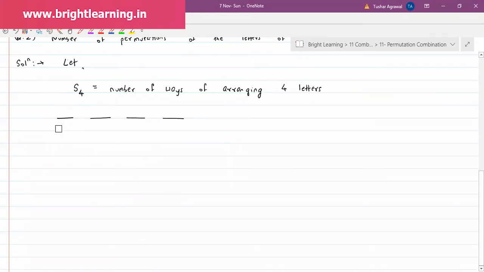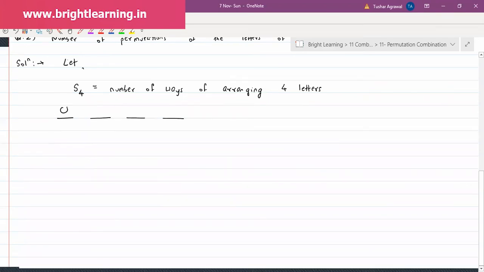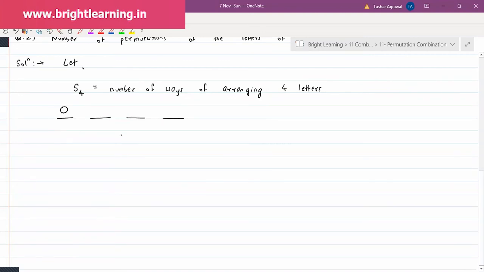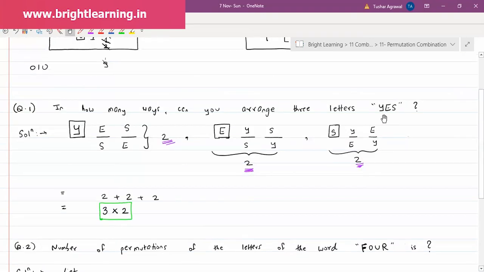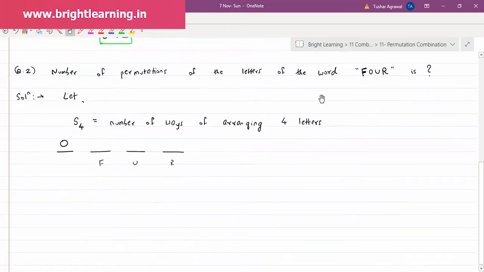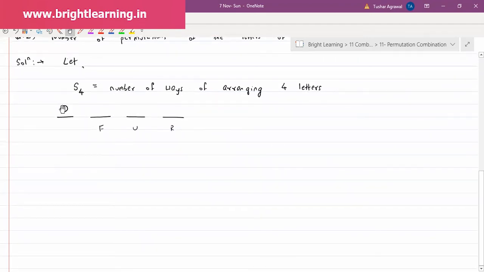So instead of F, if I fix O at the first position, what letters will be remaining? F, U, R, and they will again be arranged in 100 ways only, S3 number of ways. It won't change, no? Like the example I gave you: if you arrange YES or you arrange THE, what difference does it make? It's a very obvious statement. So whatever number of arrangements you get with F at the first position, you will get the same number with O, U, or R at the first position.